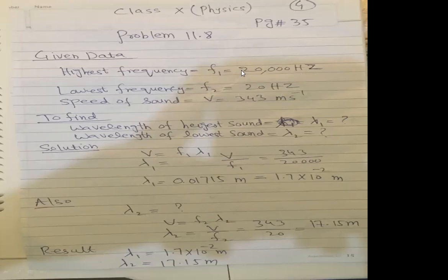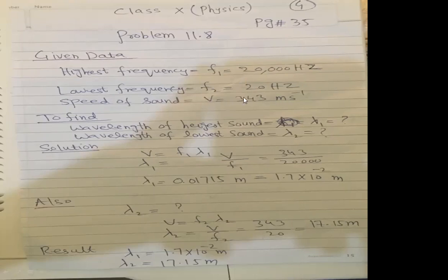And this is the audible frequency range, because humans cannot hear less than 20 hertz and cannot hear more than 20,000 hertz. So we can hear between 20 hertz and 20,000 hertz. This is called the audible frequency range, as we have already discussed when we read the topic of audible frequency range.